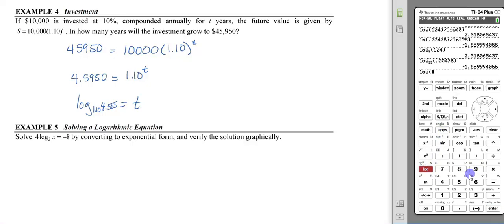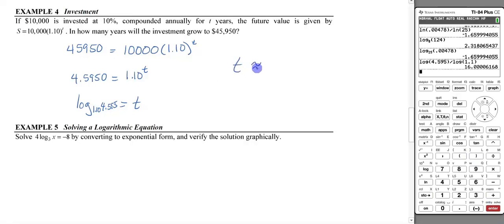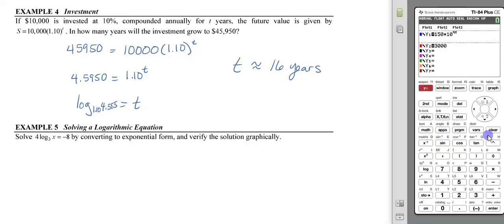So let's put this into our calculator. It's going to be log of 4.595 divided by the log of 1.1 if we use the change of base formula. So t is about 16 years. Again, you could use the change of base formula, or you can use the log base button in your calculator. Let's put this into our equation editor as well so that we can confirm the solution there.